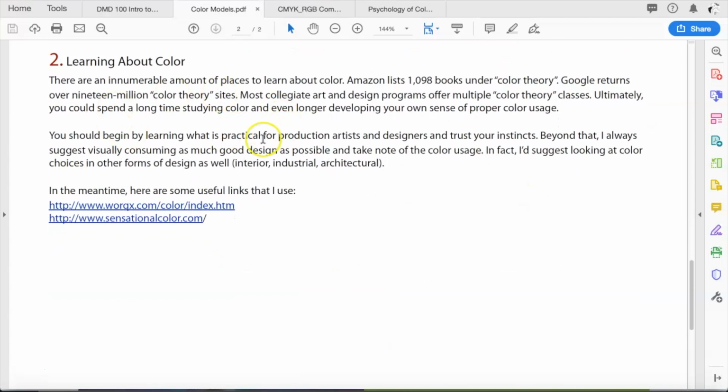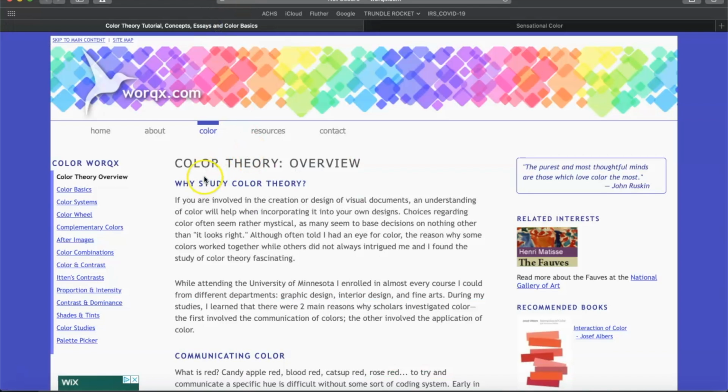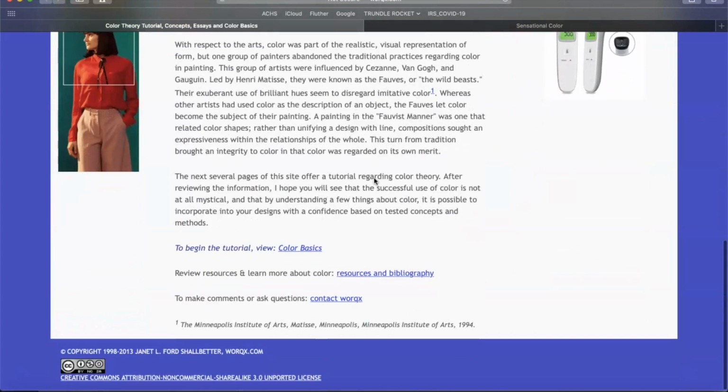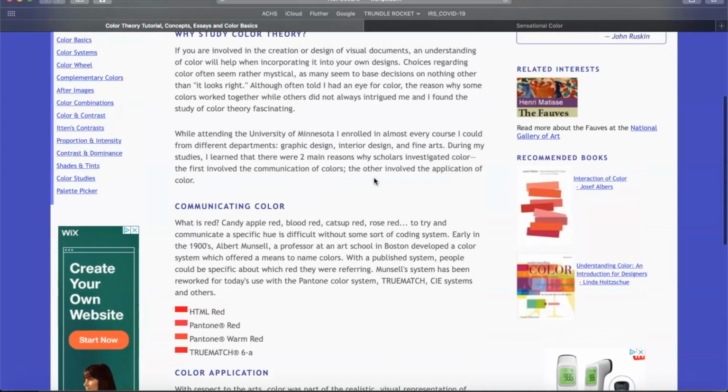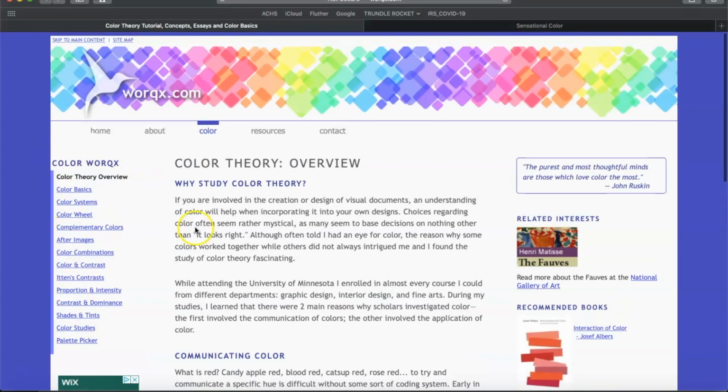Now, of course, learning about color, like I said, there's a lot you can learn about color. There are color theory classes. There's over 1,000 books on Amazon just under the basic category of color theory. And I have 2 websites here at the bottom you can check out. This one here is a color theory overview. It's a really nice, easy overview of understanding color basics, and it goes through a variety of categories using the table of contents over here. So certainly check that out. That's a great primer for color theory.